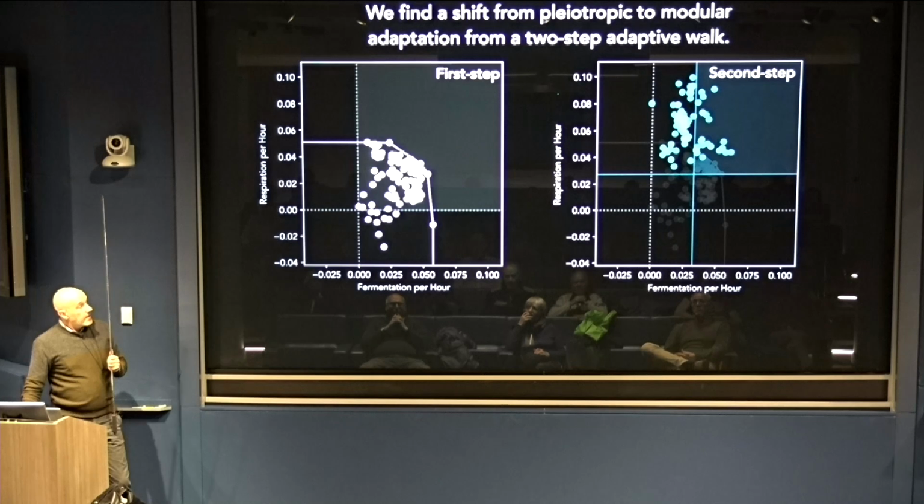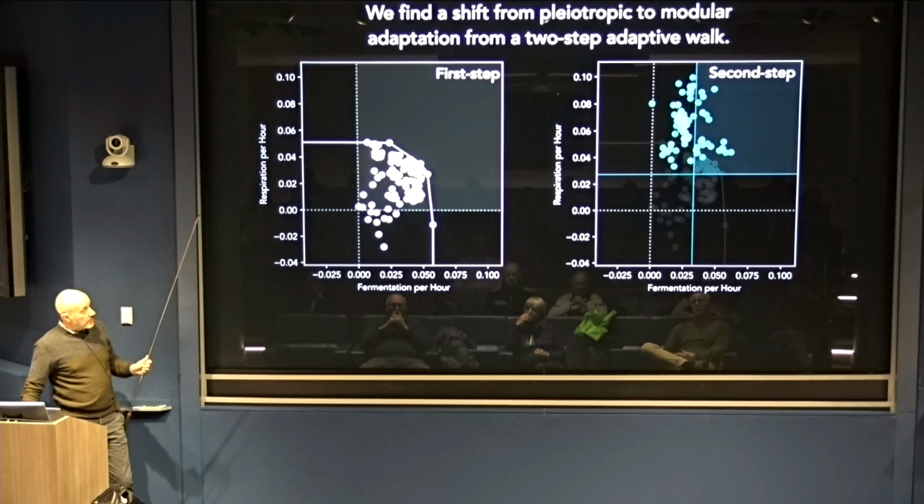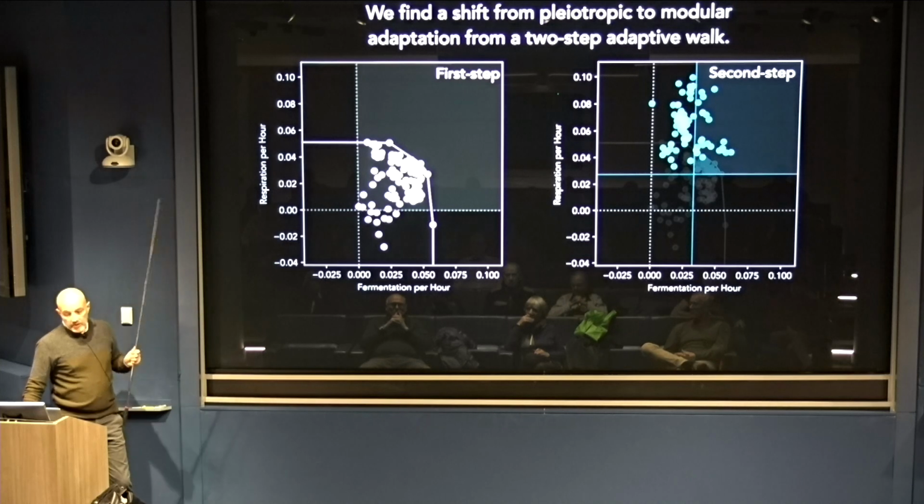Okay, so this is the main result of the first part of the talk. We have a lot of coherent pleiotropy at the beginning, and then it shifts to modularity. So there was something special about that stage that allowed this coherent pleiotropy.